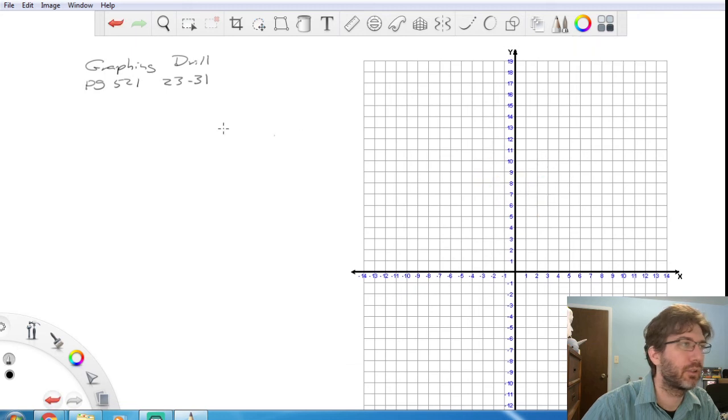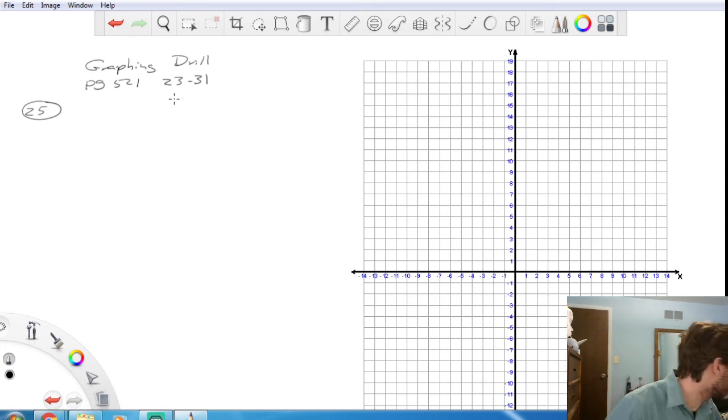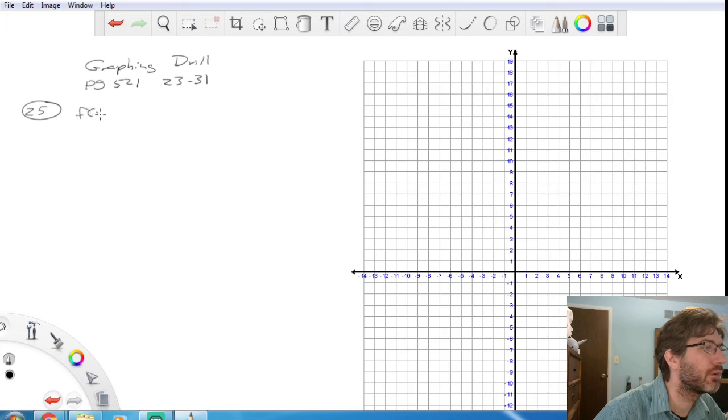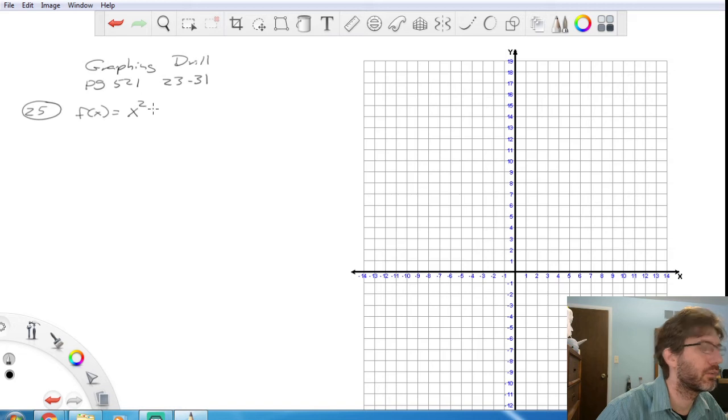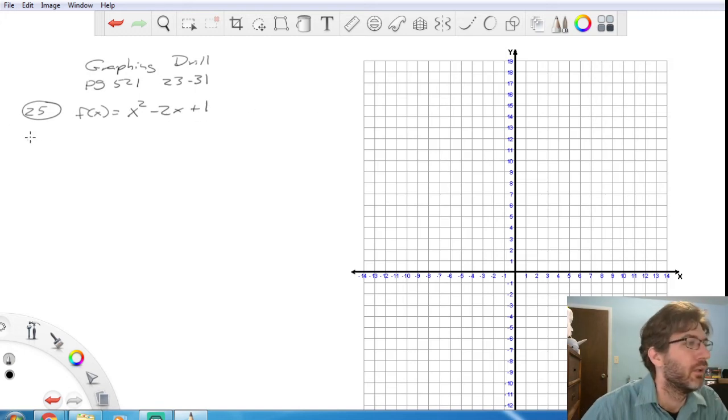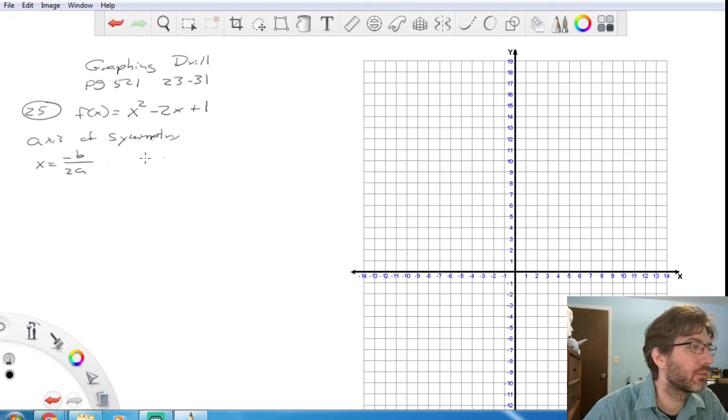We're going to graph back, and let's look at the next one, which is 25. We are looking at f of x equals x squared minus 2x plus 1. So let's find our axis of symmetry first. Axis of symmetry, again, x equals -b over 2a.